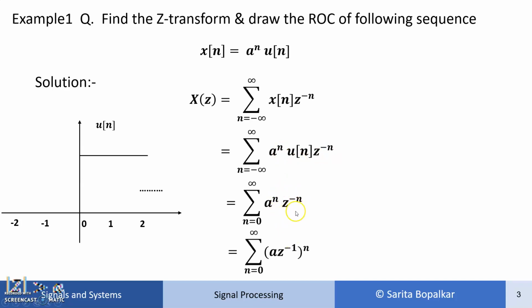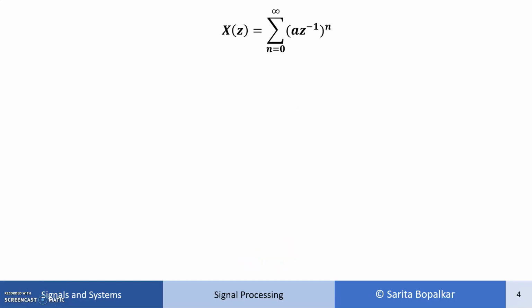Now let's solve it. Let's combine the power n here: a z raised to minus 1, whole raised to n, n from 0 to infinity. Now observe this infinite series, or infinite addition, from 0 to infinity. If you remember your lower standard, it is an infinite geometric series.